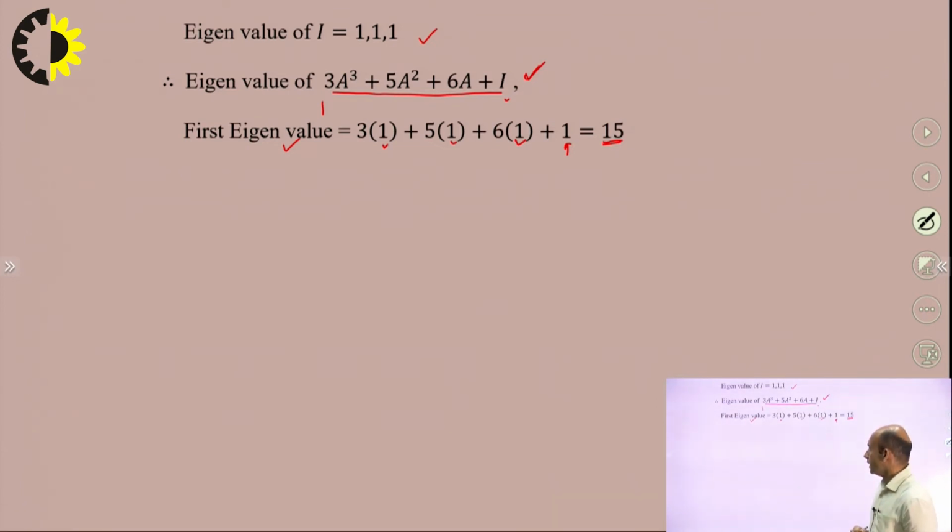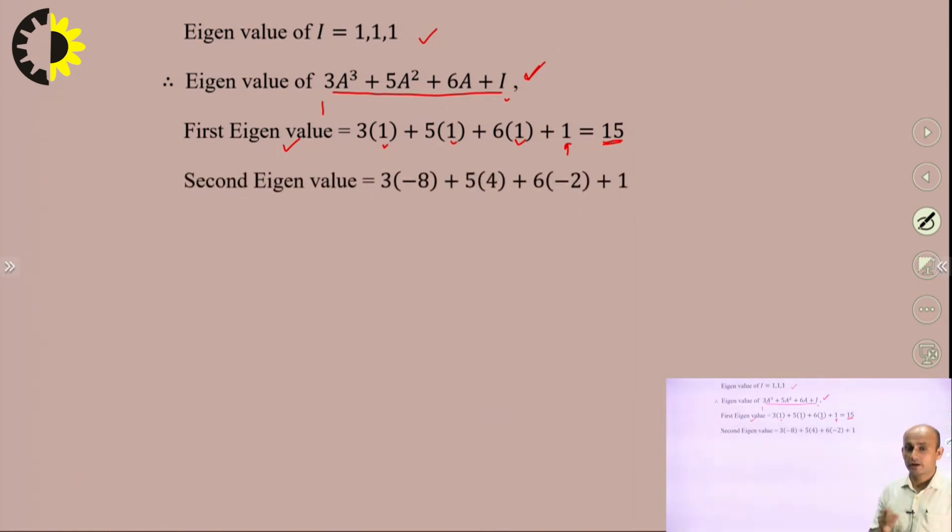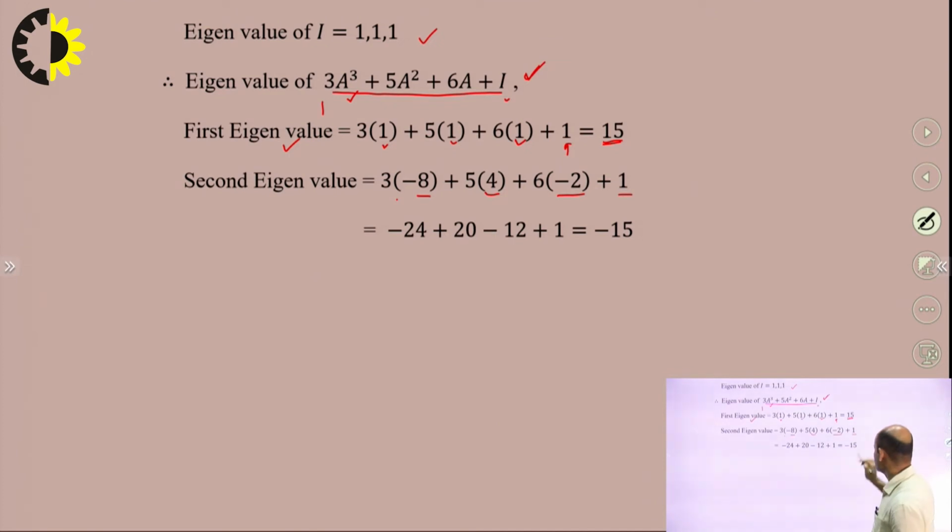Which is the eigenvalue of the given matrix A. Now, come to the second eigenvalue, which corresponds to lambda equals to minus 2. So, we have to put lambda equals to minus 2 in place of A here. So, we get 3 times minus 2 cube, which is minus 8, then 5 into minus 2 square, which is 4, and 6 into minus 2, then plus I, meaning the eigenvalue of the identity matrix, which is 1 here. Now, after solving this whole expression, we get minus 15. So, minus 15 is the eigenvalue corresponding to lambda equals to minus 2.